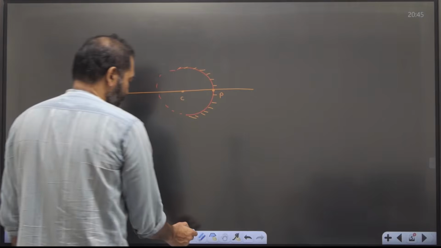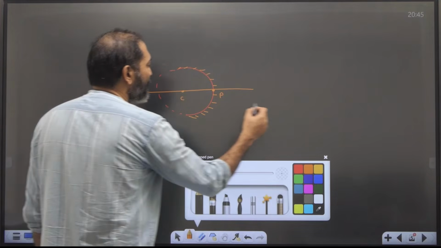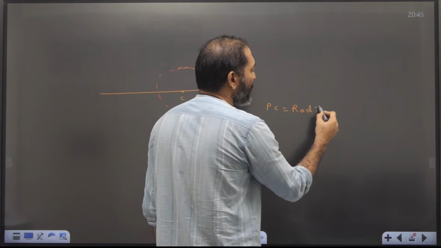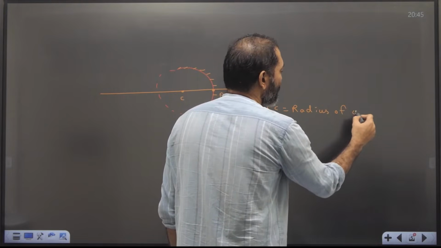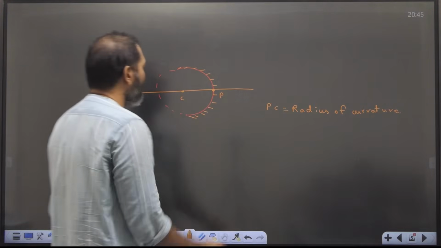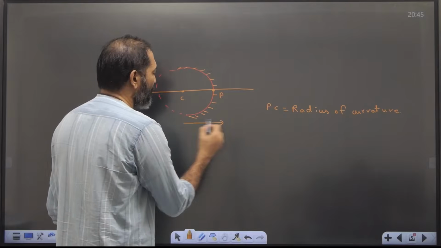Now, what is the PC distance? The PC distance is equal to the radius of curvature.